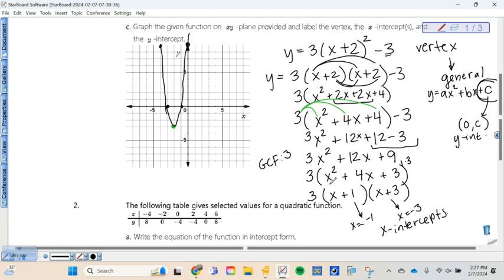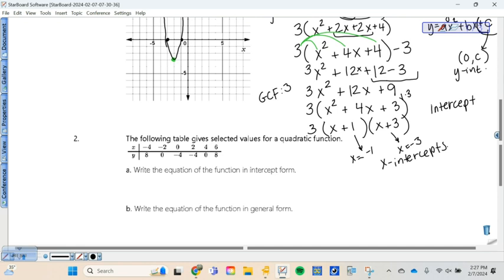I know that's a lot of work, but did it make sense what we did? Okay. Right, we went from vertex form to general form, and then general form to intercept form. And that let us figure out all the parts of the parabola: vertex, y-intercept, x-intercept, x-intercept. And then I'm able to draw it from there. Okay. All right, and number 2.